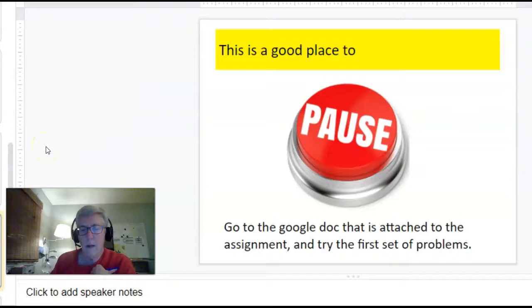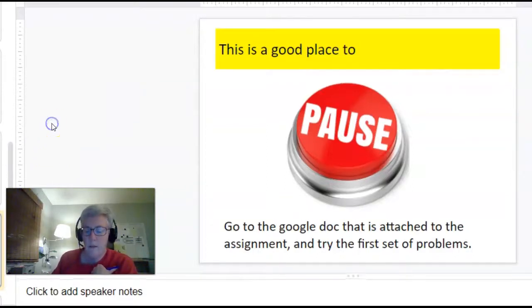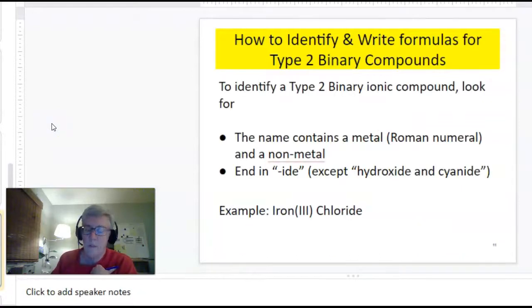All right, we're back. Okay, so we are going to now carry on and go in the other direction. What you just did was taking the formula and figuring out the name. And now we're going to take the name and figure out the formula. So again, you did this with type 1 compounds, and it's just the same. We just have this twist of figuring out the charge of the metal. So we can do it.